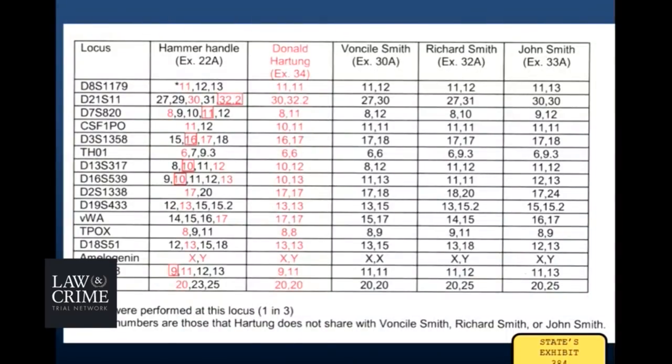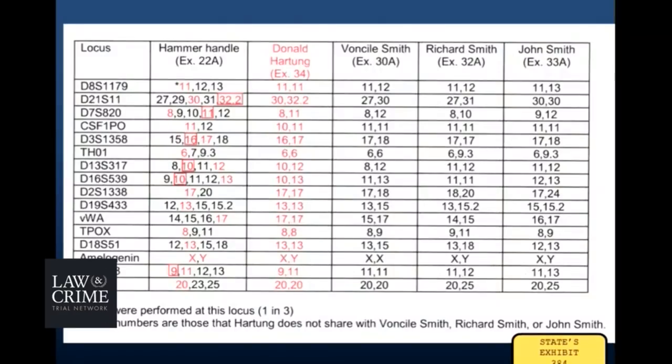Okay, go down to TH01. How about number 7? Does that match any of the 4 people? No. Okay. How about on this one, D16S539? Does number 9 match anyone? No. Go to D19S433. Does number 12 match anyone? No. And if we drop down to FGA on the very bottom, who matches number 23? None of those 4 do. Okay.